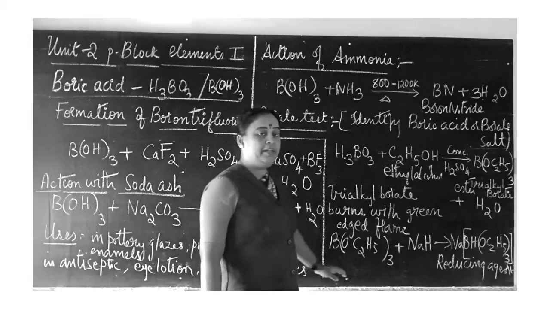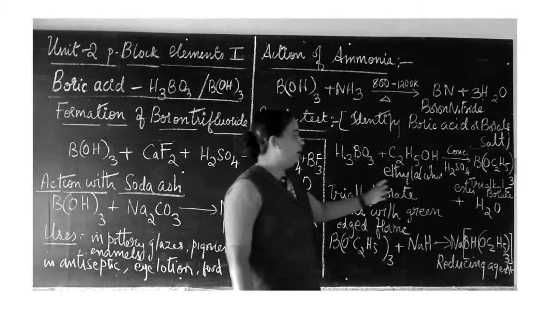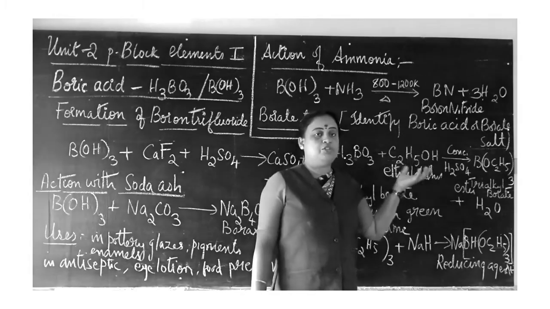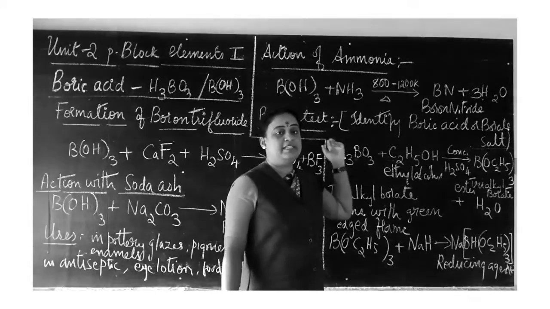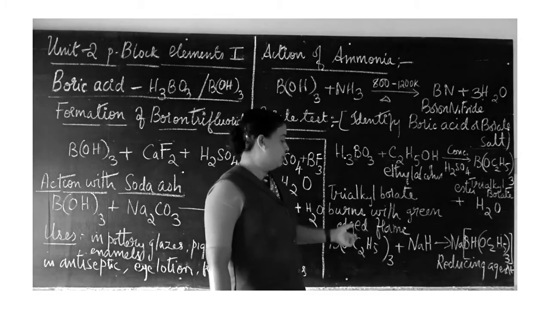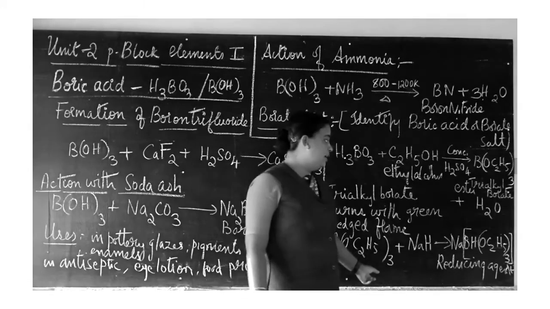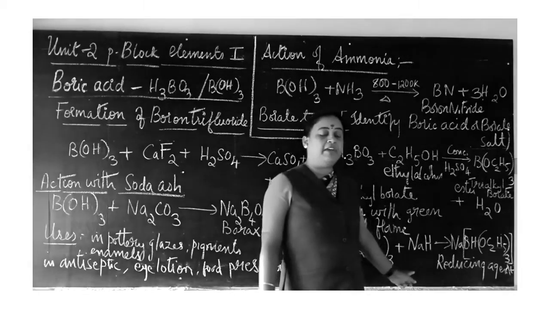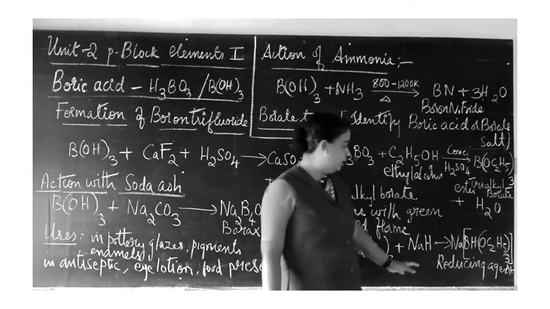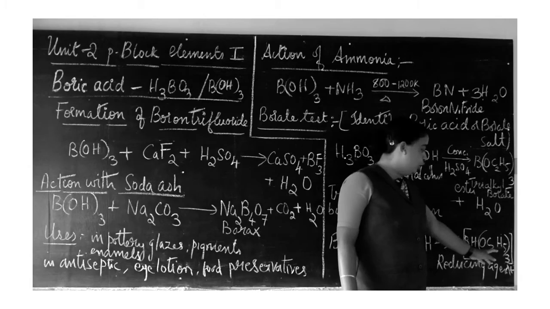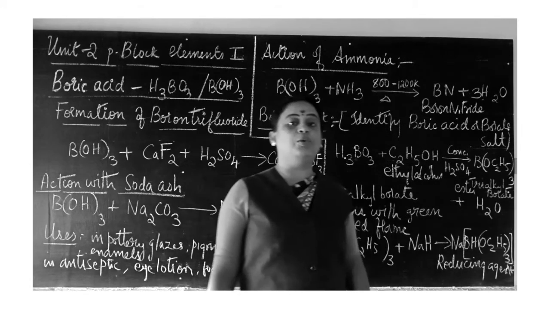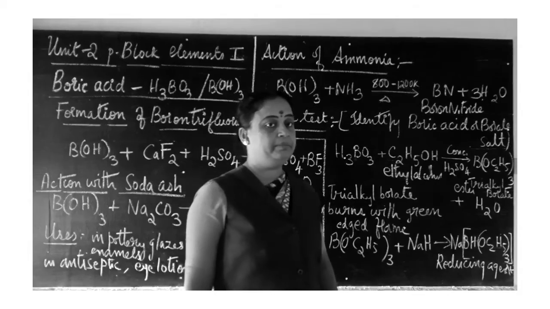So I repeat, the trialkyl borate, which is an ester, is obtained by the borate test. This ester, trialkyl borate, reacts with sodium hydride, NaH, to give a coordination compound, that is NaBH(OC2H5)3. Now this coordination compound is a powerful reducing agent.